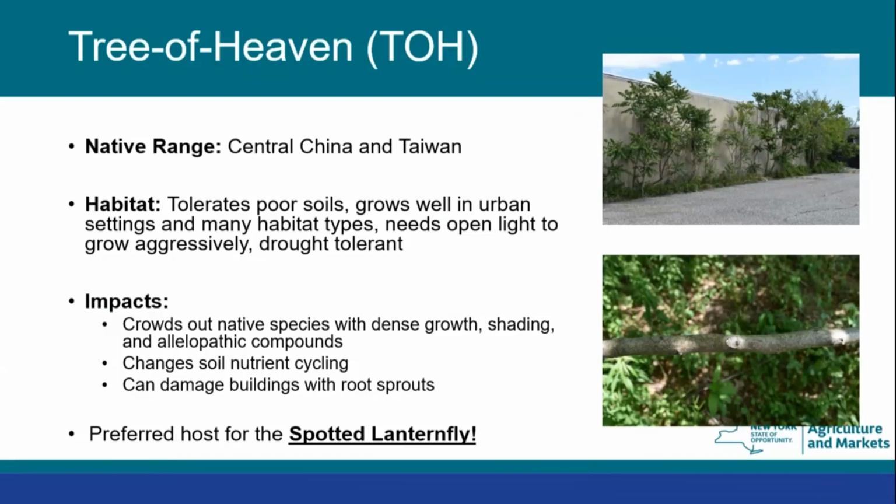They impact natives by crowding them out with their dense foliage and dense shade. They have allelopathic compounds very similar to black walnut, so they kind of poison their neighbors. Once they start growing, they release these allelopathic compounds into the soil, and it prohibits most other seeds from growing. Some things are kind of tolerant of that. So it changes the nutrient cycling in the soil.